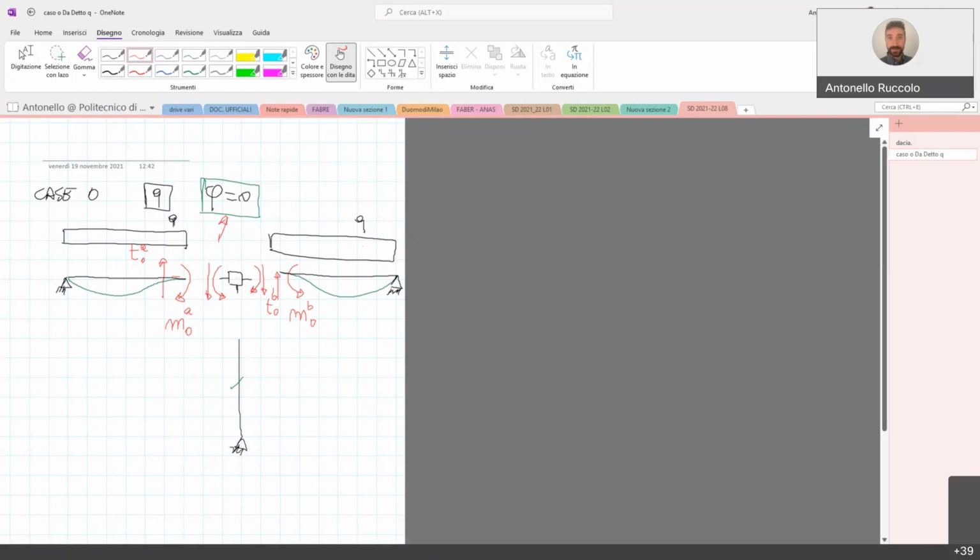Similarly to the node, to the beam A. About the beam C, we have nothing to say. So this is the case 0. Any question about this? I mean, at least something is clear.